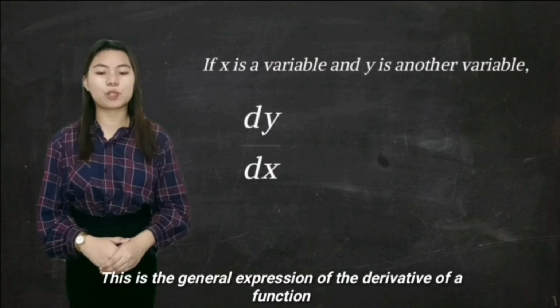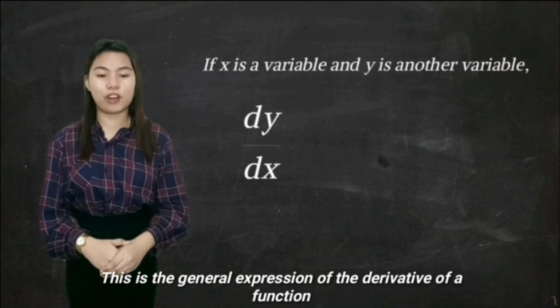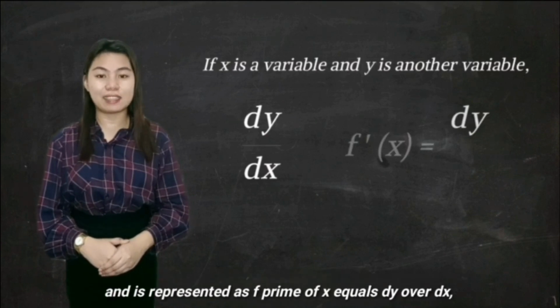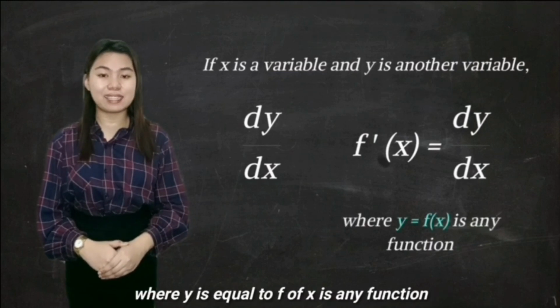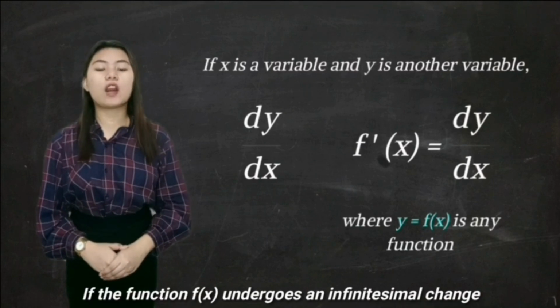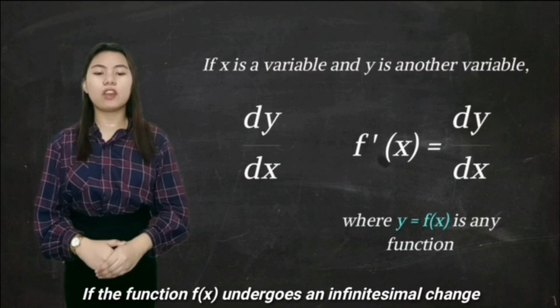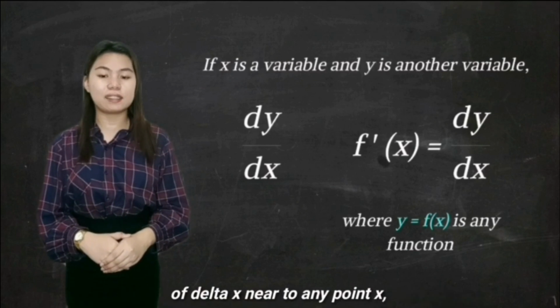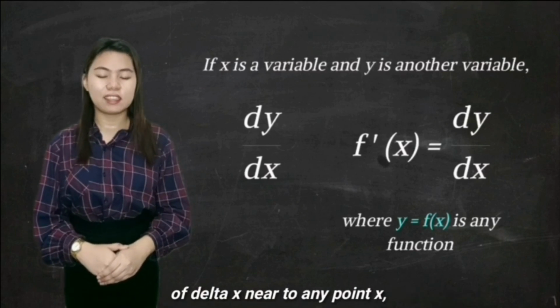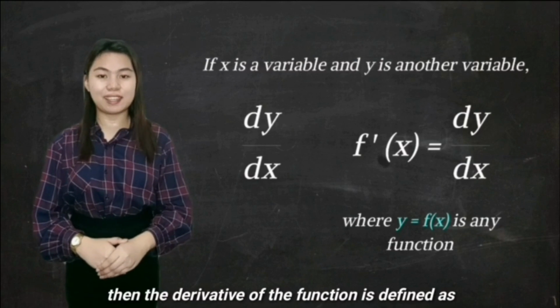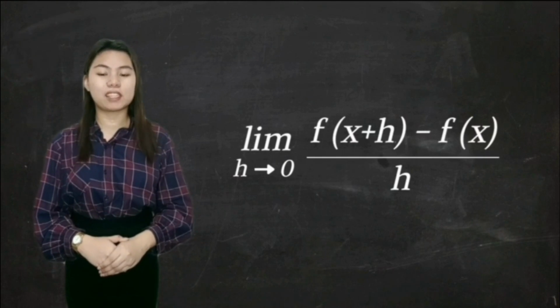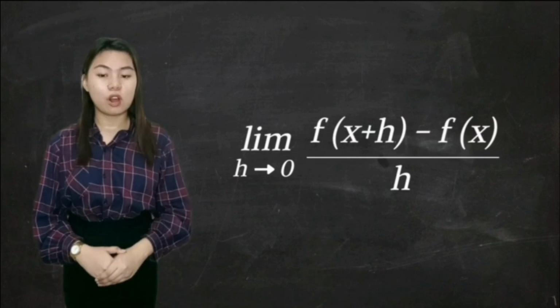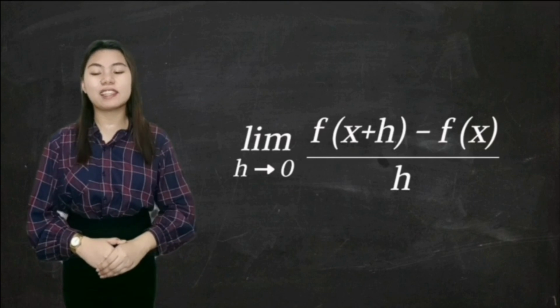This is the general expression of the derivative of a function and is represented as f prime of x, where y is equal to f of x is any function. If the function f of x undergoes an infinitesimal change of delta x near any point x, then the derivative of the function is defined as the limit of f of x plus delta x minus f of x, all over delta x, as delta x approaches 0.